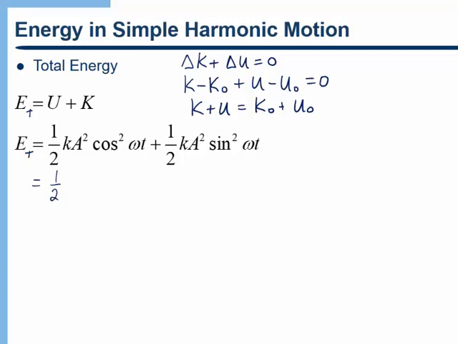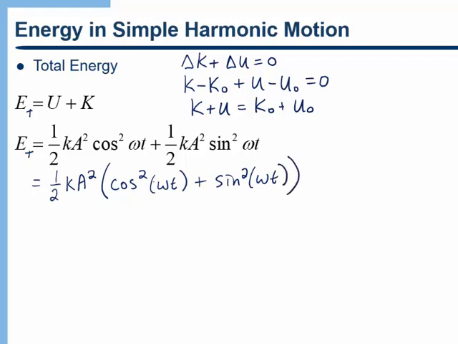Notice that I can factor out 1/2 k a squared from both of these terms. And what I'm left with inside the parentheses is cosine squared omega t plus sine squared omega t. Well, hopefully you remember from trigonometry what cosine squared plus sine squared is equal to. It's just equal to 1. And therefore, what we've shown is that the total energy is equal to 1/2 ka squared. And that total energy doesn't change.